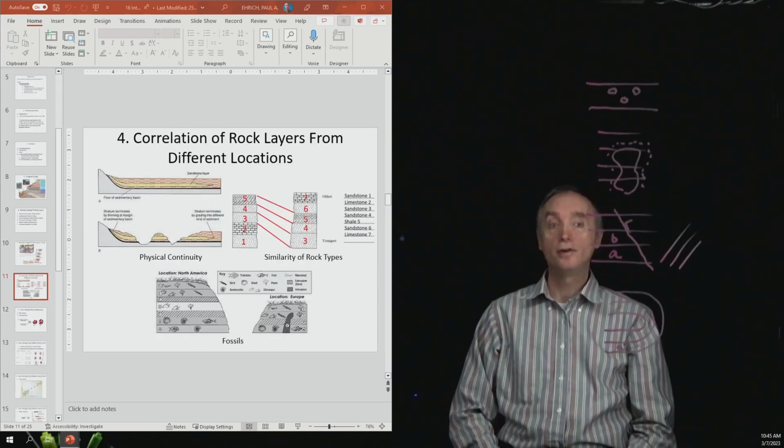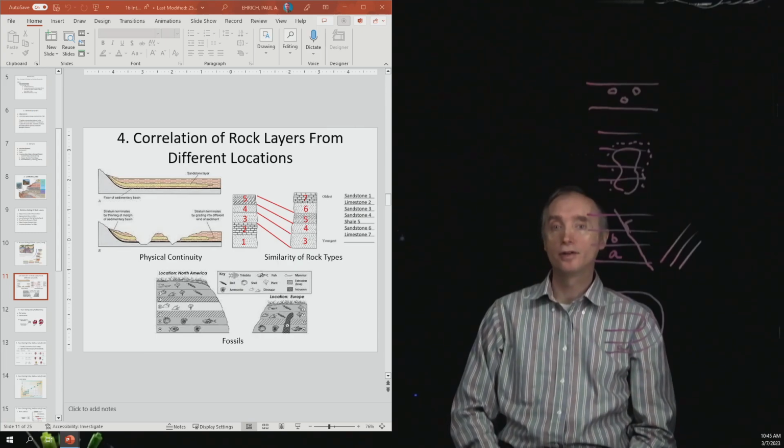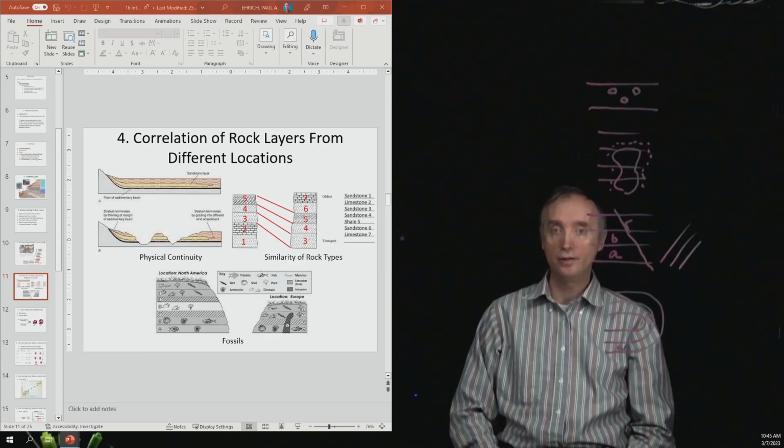All right, so now let's take a break, and when we come back, we're going to talk about how you can correlate rock layers from different locations.